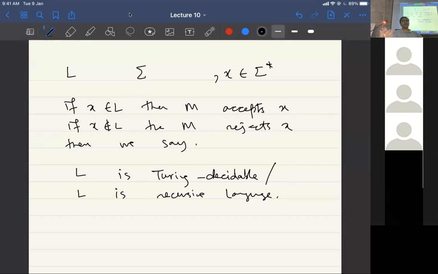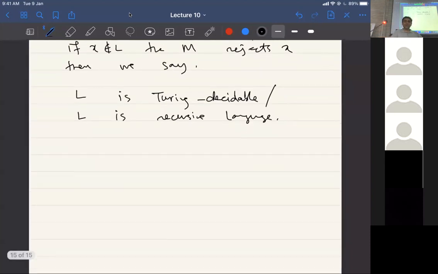So what are Turing decidable languages? All those languages are called Turing decidable, such that whenever we give any string which is in the language, the machine will accept it, and whenever we give a string that is not in the language, the machine will reject it. On the other hand, if whenever the string is in the language the machine accepts it, but when the string is not in the language sometimes it rejects it and sometimes it may go into an infinite loop, we say this language is Turing recognizable.